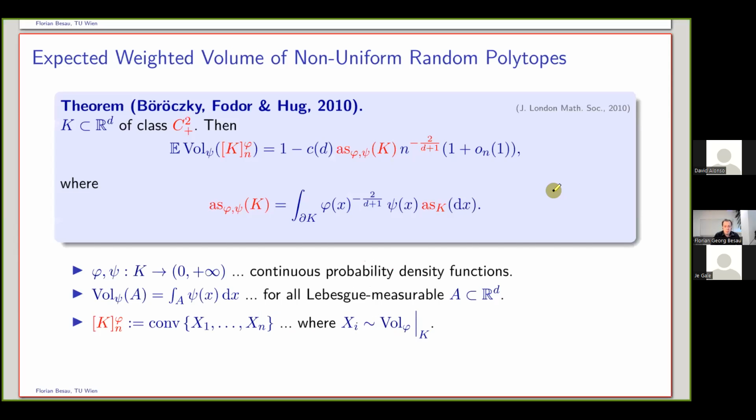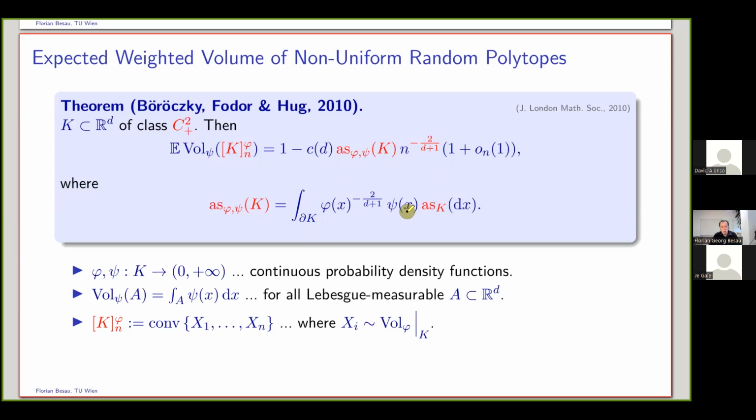And luckily, this Euclidean setup with weights was already started in part. There is a theorem by Böröczky, Fodor, and Hug, where essentially they show that if you look at the psi-weighted volume of your non-uniformly distributed random polytopes, then in expectation you have a formula that is again very similar to what we have now seen in multiple cases. You get the same rate of convergence as we have seen before, and then you have some sort of geometric functional, a weighted notion of affine surface area, where these weight functions phi and psi enter.